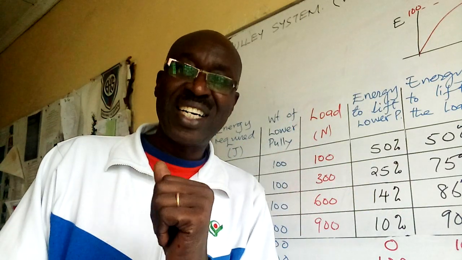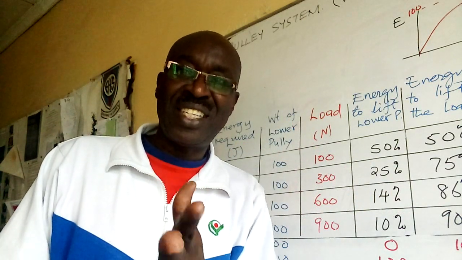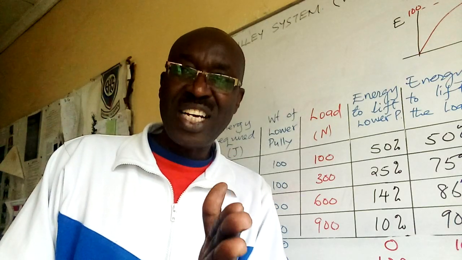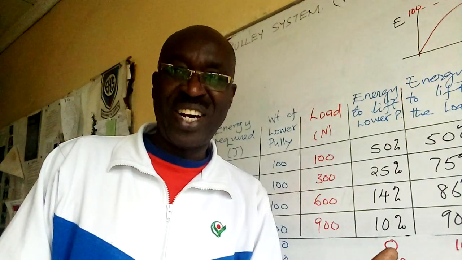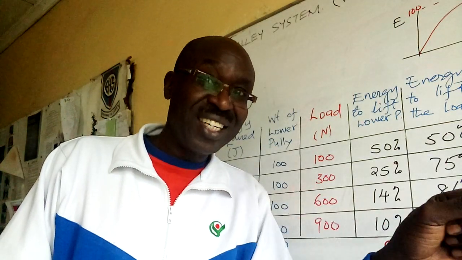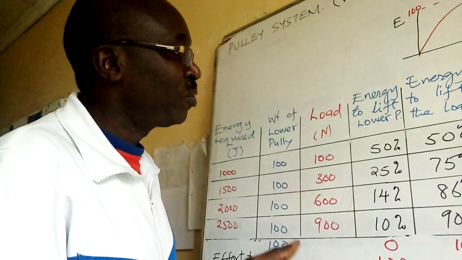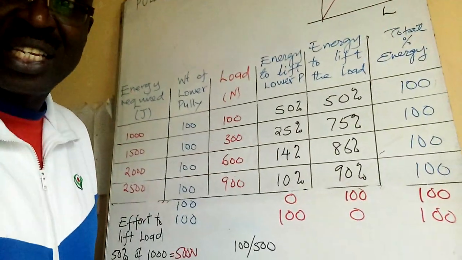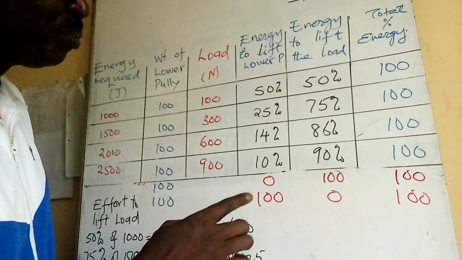Energy and work have the same SI unit, joule. Work is done when energy is transferred. So work in joules, energy in joules. Okay? Now let us come here. I want to explain something on this part so that you understand.